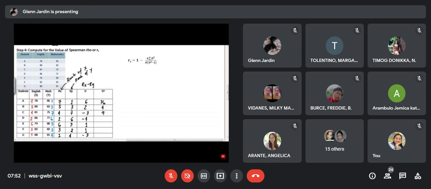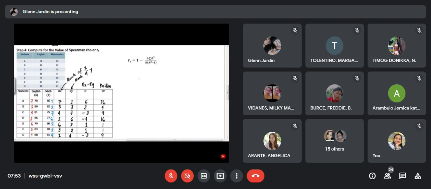Kahit negative pa yan, magiging negative 3 times negative 3. Diba? So, magiging positive or negative 3 squared. Okay? So, walang sagot dito sa D squared na negative. Lahat siya positive. Okay? So, negative 4 squared is 16. 1 squared is 1. 1 squared is 1. Negative 3 squared is 9.